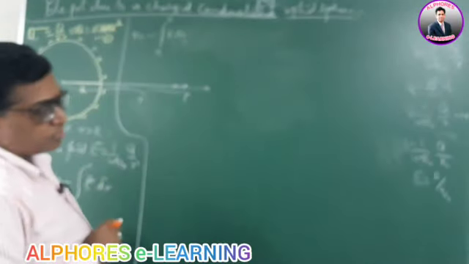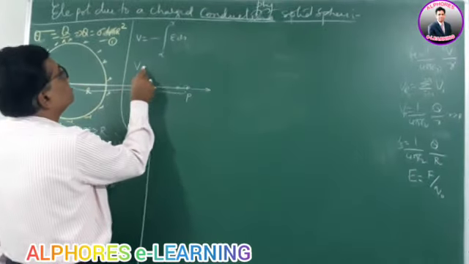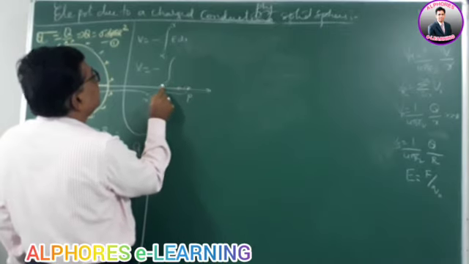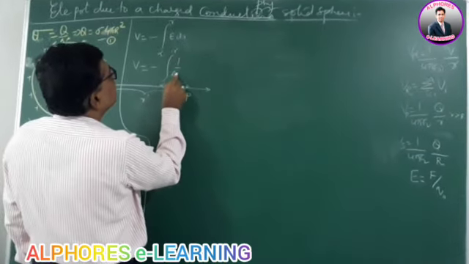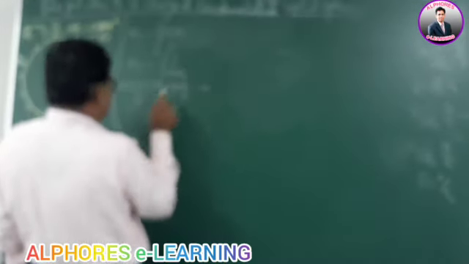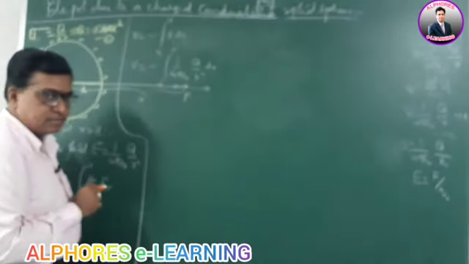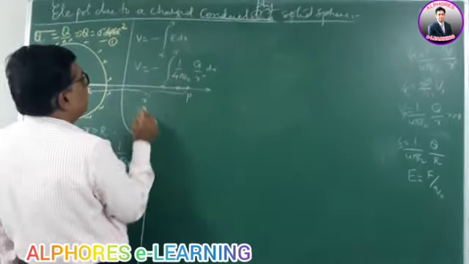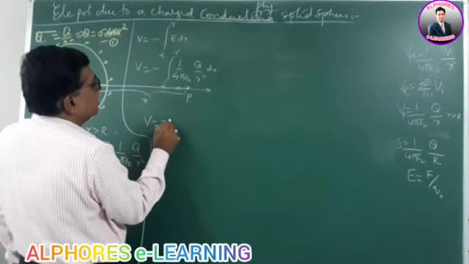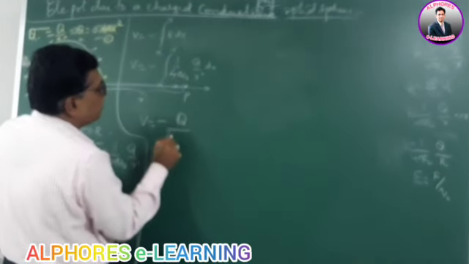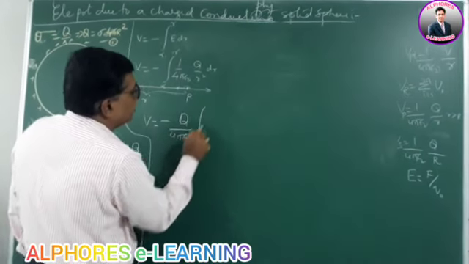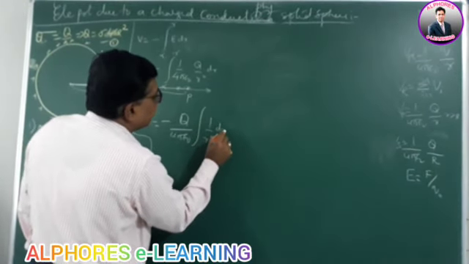But the electric field, we know the formula is 1 by 4 pi epsilon naught Q by R square. So potential is minus integral from infinity to R of 1 by 4 pi epsilon naught Q by R square dr. Taking the constant terms outside, it's minus capital Q by 4 pi epsilon naught, integral of 1 by R square dr.